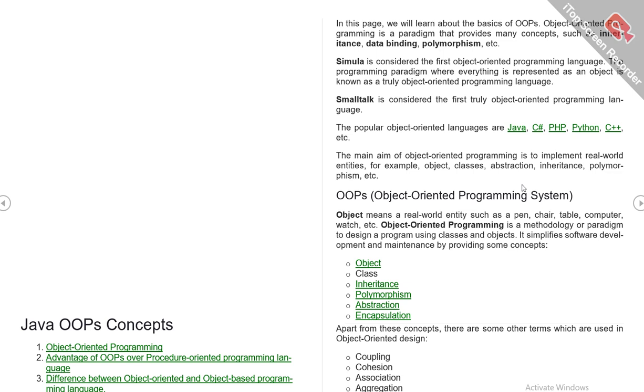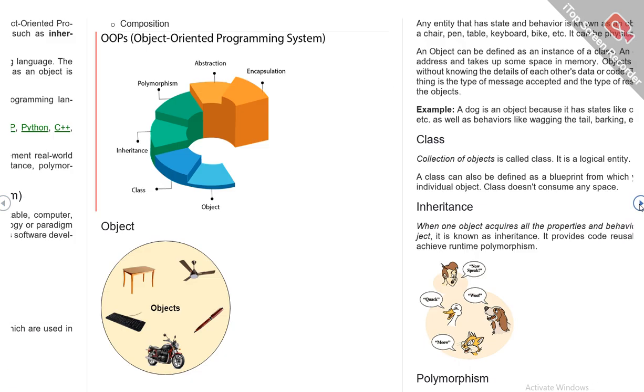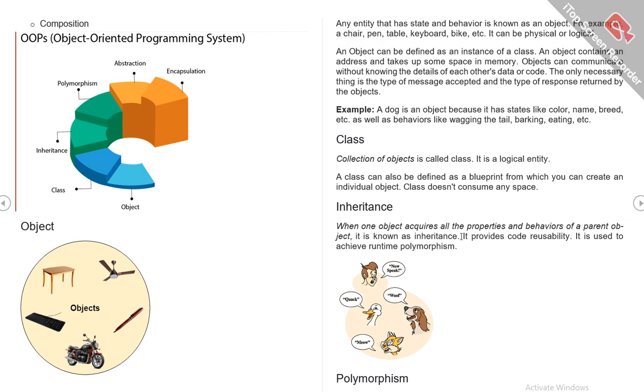And apart from these concepts, there are some other terms which are used in object-oriented design: coupling, cohesion, association, aggregation, composition.